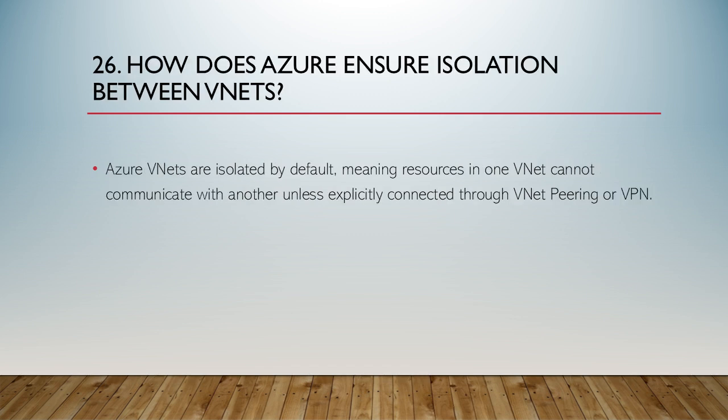26. How does Azure ensure isolation between nets? Azure nets are isolated by default, meaning resources in one net cannot communicate with another unless explicitly connected through net peering or VPN.